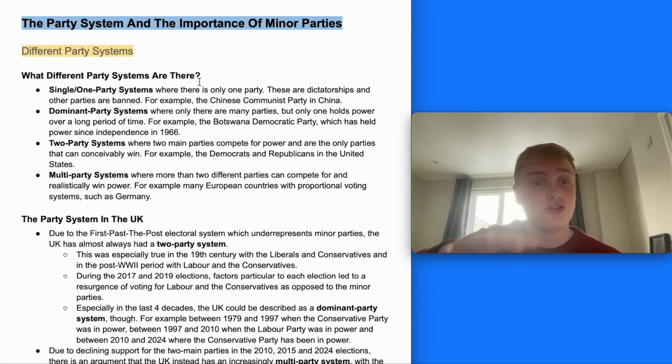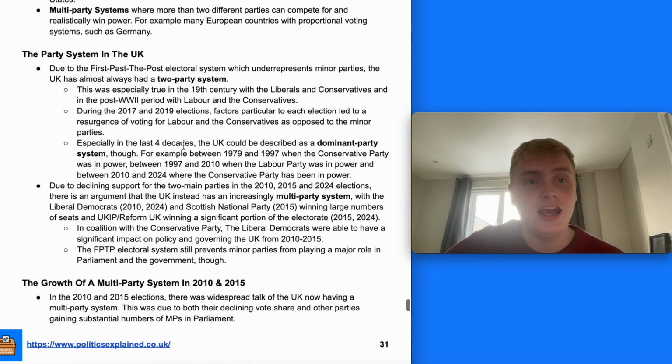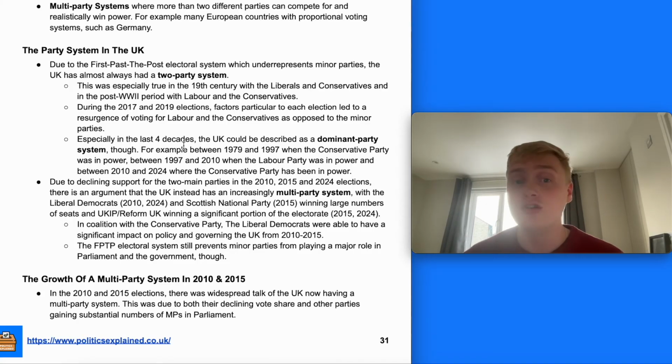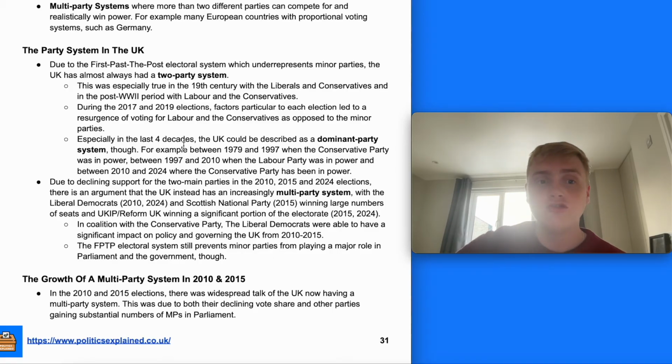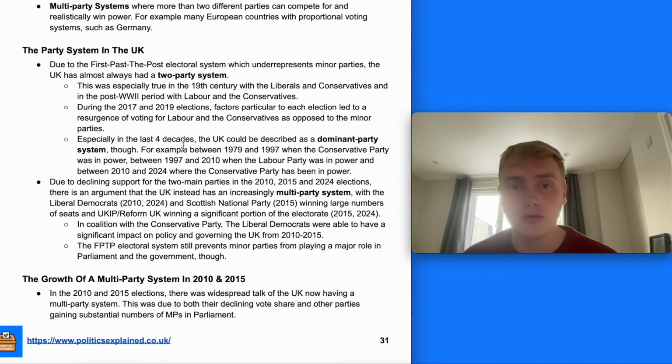Firstly, let's quickly reintroduce the different party systems: single one-party systems, dominant party systems, two-party systems, and multi-party systems, and a history of the UK party system. Due to first past the post, which underrepresents minor parties, the UK has almost always had a two-party system. This was especially true in the 19th century with Liberals and the Conservatives, and in the post-World War II period with Labour and the Conservatives. During the 2017 and 2019 elections, factors particular to each election, which I'm going to go through, led to a resurgence of voting for Labour and the Conservatives, as opposed to the minor parties.